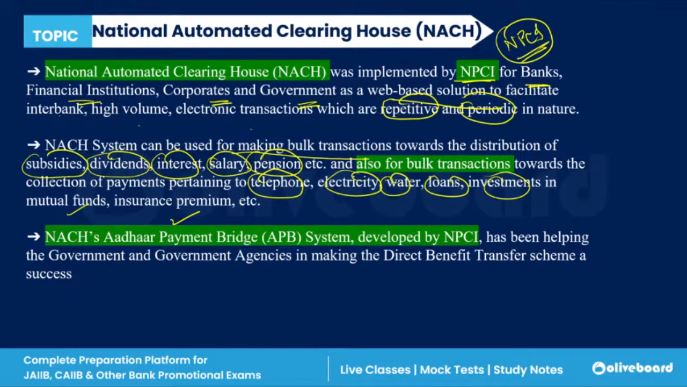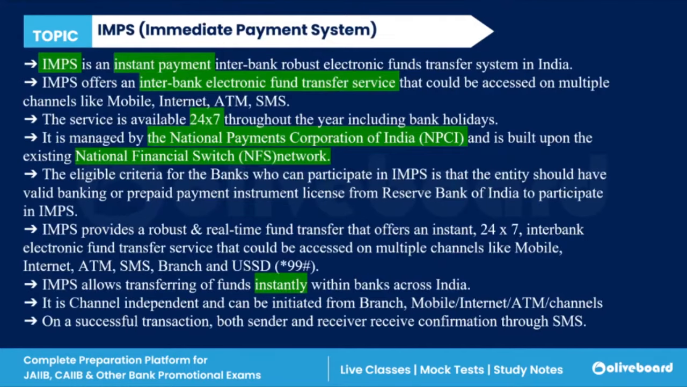Clear? Now, the NACH Aadhaar Payment Bridge System has been developed by NPCI. It has been helping the government and government agencies in making the Direct Benefit Transfer scheme a success. So that is the National Automated Clearing House.